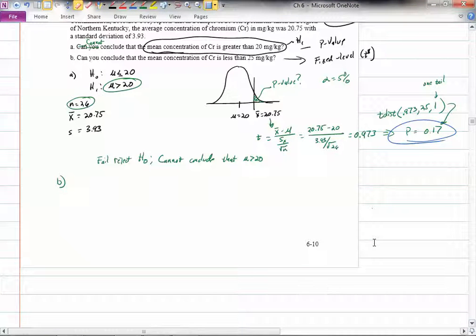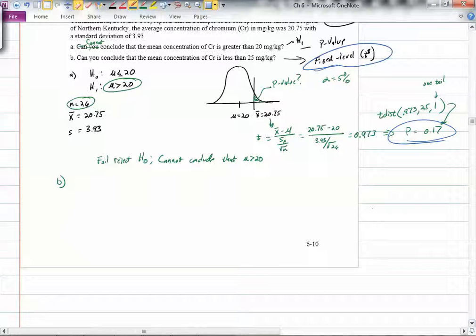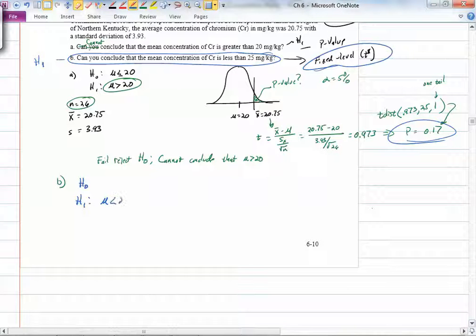Got part B done. All right, let's go over part B. So we're going to do it the fixed level test way. So again, we need to define null hypothesis and alternative hypothesis. This tips us off that we can use that for H1. So if that's H1, the mean is less than 25, then the null hypothesis is the other side of that.